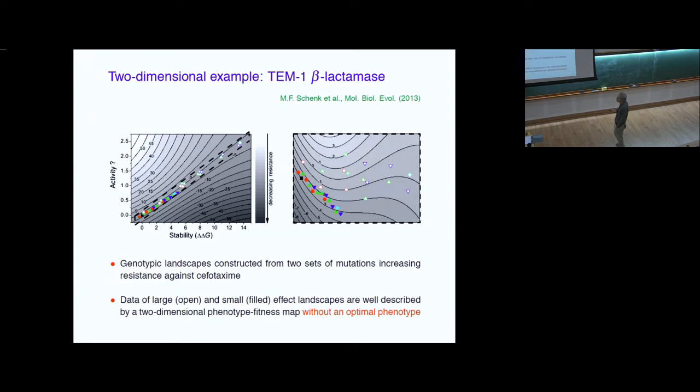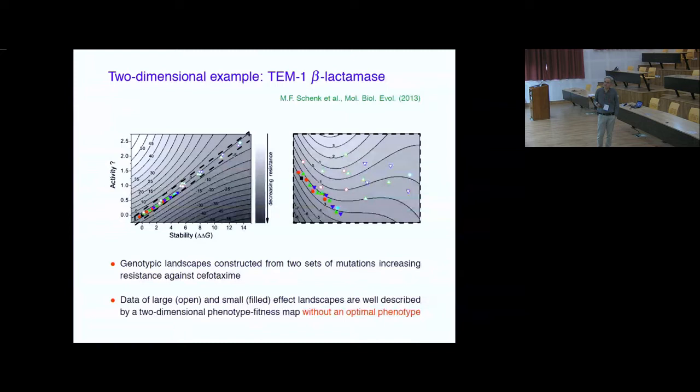And in this case, one of the phenotypes was sort of calculated. So we calculated the stability of the protein using some numerical code. And then we inferred the second phenotype, which we sort of speculated could be related to activity. And then we also assumed a kind of function. So these are sort of the lines of constant, I guess resistance is actually what we measured here. So it's a function that actually doesn't have an optimum, it's just increasing along the diagonal. And then you try to determine the parameters of the function and the individual effects such that you can describe all the data. And that worked reasonably well.